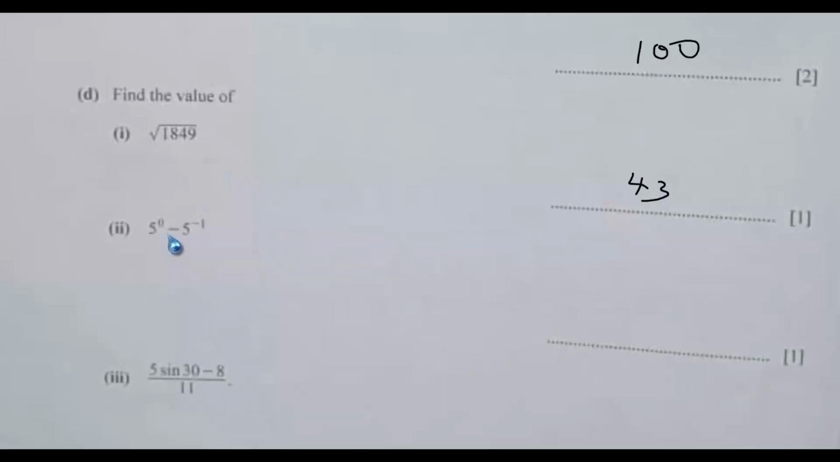Then this one, 5 to the power of 0 minus 5 to the power of -1. So 5 to the power of 0 is the same thing as 1. Then minus 5 to the power of -1 could be written as 1 out of 5. So 1 take away 1 out of 5 will give you 4 out of 5. Anytime you are subtracting a fraction from 1, what you need to do is just to take away the numerator from the denominator by saying 5 minus 1, 4, so over the denominator 5 straight away. So that is pretty simple.